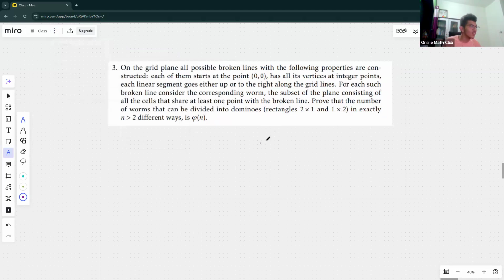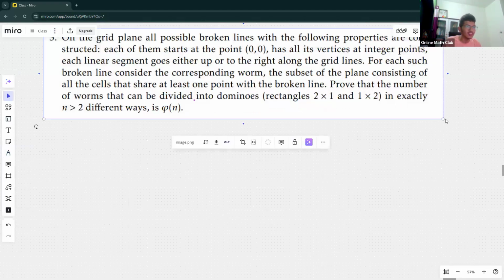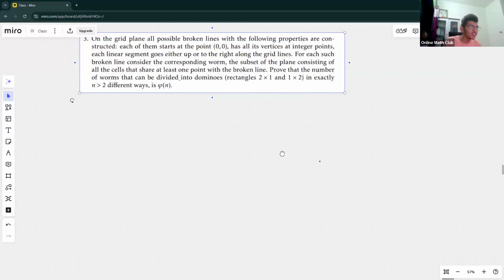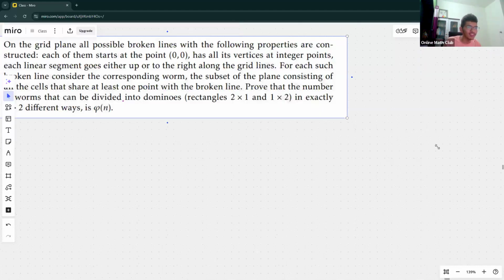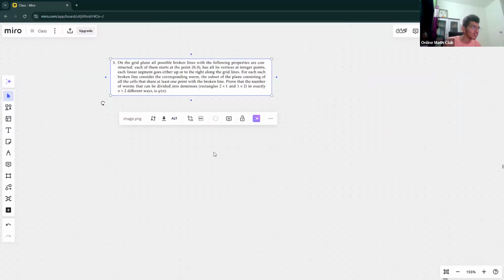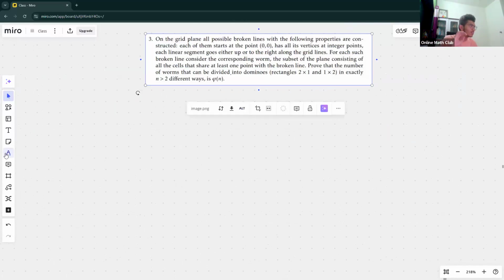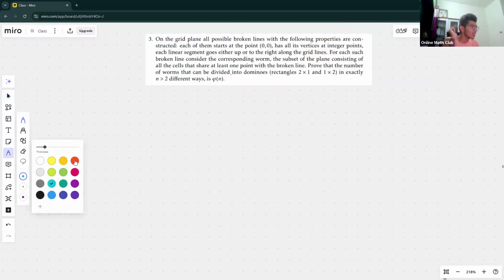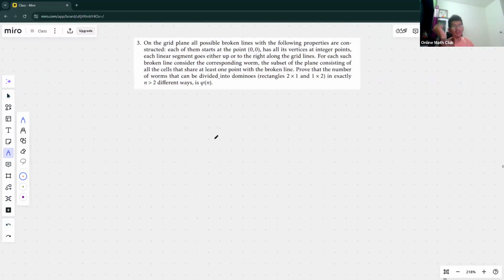We will expand our vision. We will use some already known facts. So what is this problem, first of all, telling us? You have some grid. I hope I can draw properly. So what is the meaning of a broken line? Consider this grid. Then you have some line, suppose like this, which goes only up or right. Consider this line.